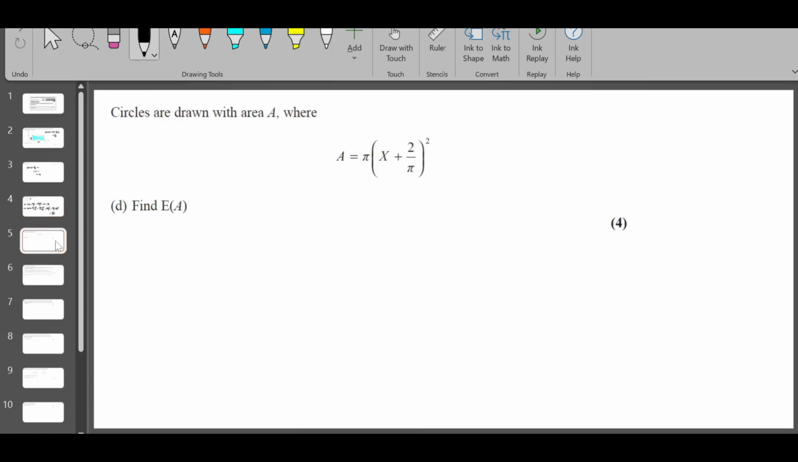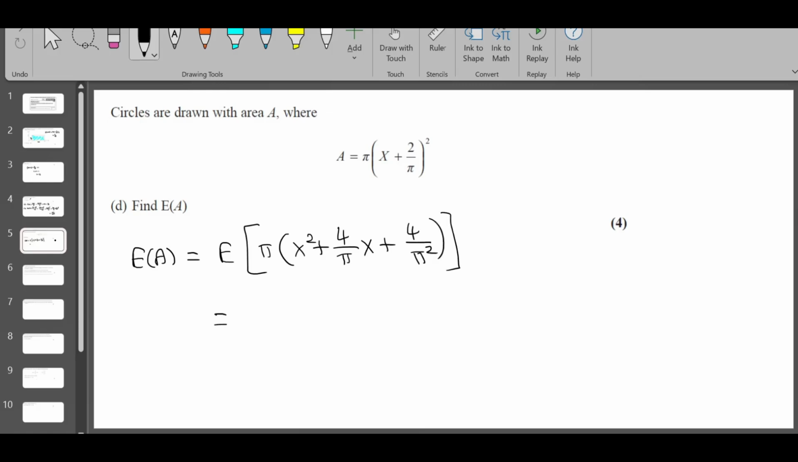Circles are drawn with area this. Find E of A. There are 2 ways you can solve it. The first one, you expand it. So E of A is, when you expand it, pi times x square plus 2ab, which is 4 over pi x, plus b square. So multiply through by pi, you're going to get E of pi x square plus 4x. When you cancel pi and pi square, you'll get 4 over pi.